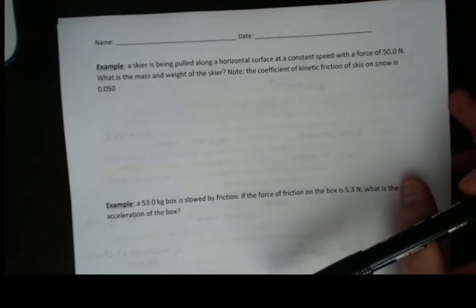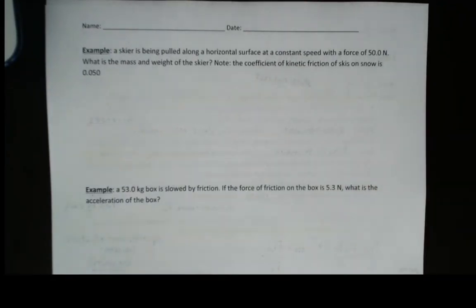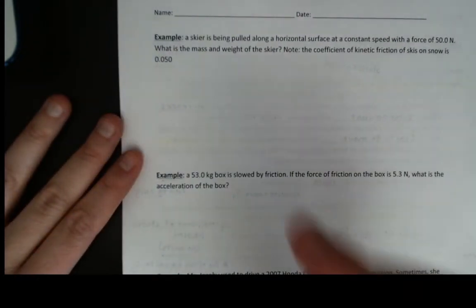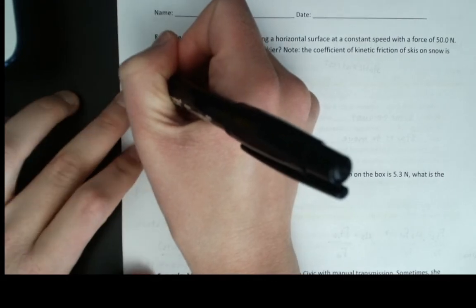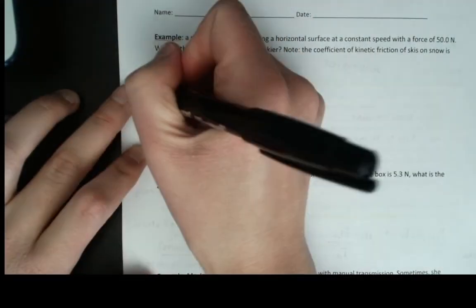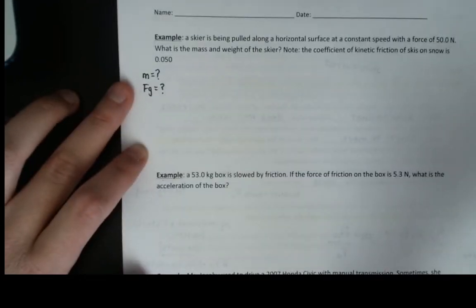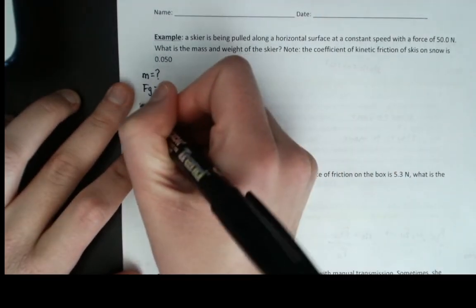Okay, let's look at a couple of examples. We have a skier that's being pulled along a surface at a constant speed with a force of 50. What is the mass and the weight of the skier? Note the coefficient of kinetic friction of skis on snow is 0.050. All right, well, let's write down what we know. We're looking for mass, we're looking for weight. So we're looking for m and we're looking for Fg. They're being pulled at a constant force of 50, so that's going to be our applied force.